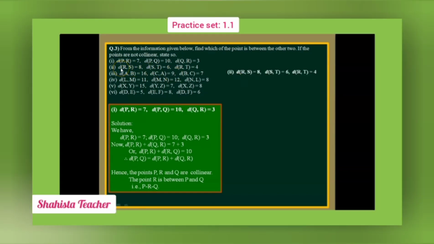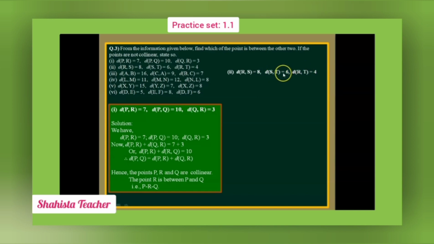Sub question 2: distance of RS is 8 and distance of ST is equal to 6 and distance of RT is equal to 4. Students, here RS is 8 and ST is 6 and RT is equal to 4. So first, whichever numbers are smaller, those we have to add. So here 6 and 4 are the smaller numbers and 8 is the biggest number. So what we will do, 6 plus 4.